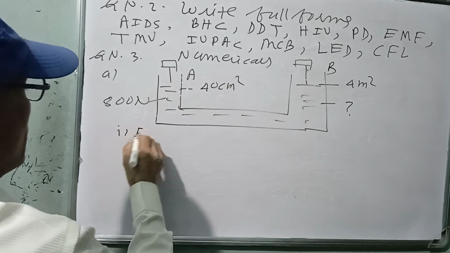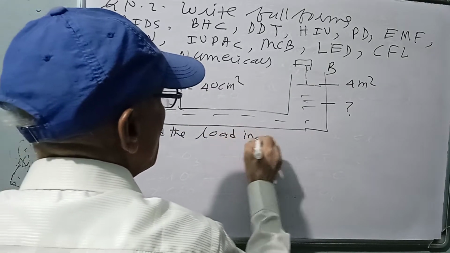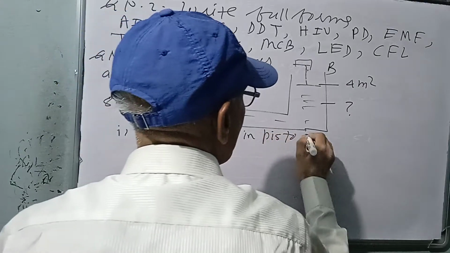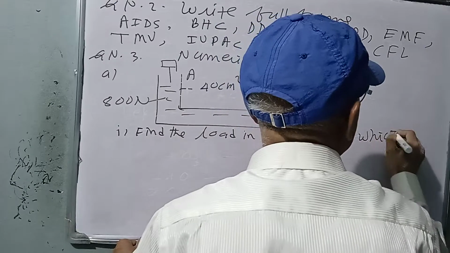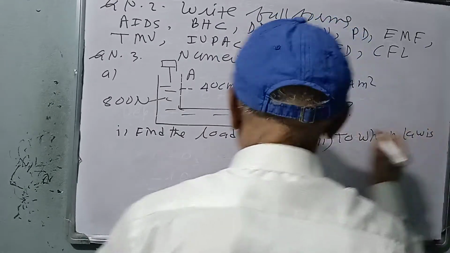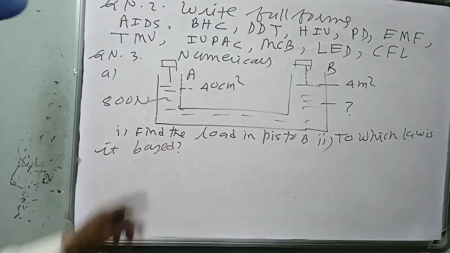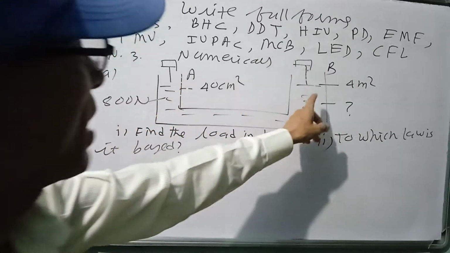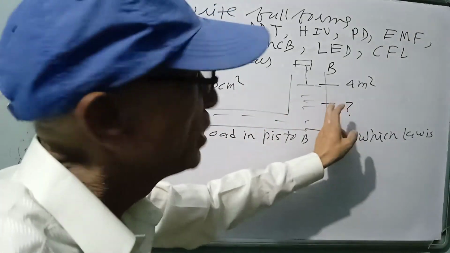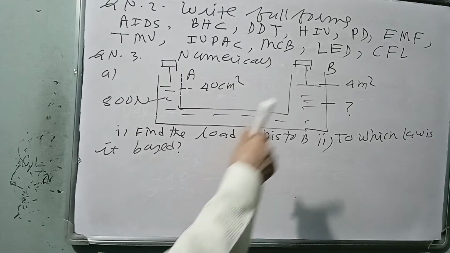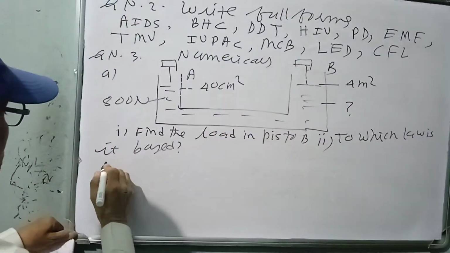Find the load on piston B. Number 1, on which law is it based? Pascal's law, used in the hydraulic brake and hydraulic press. Piston B has the bigger area, and the load is to be found.